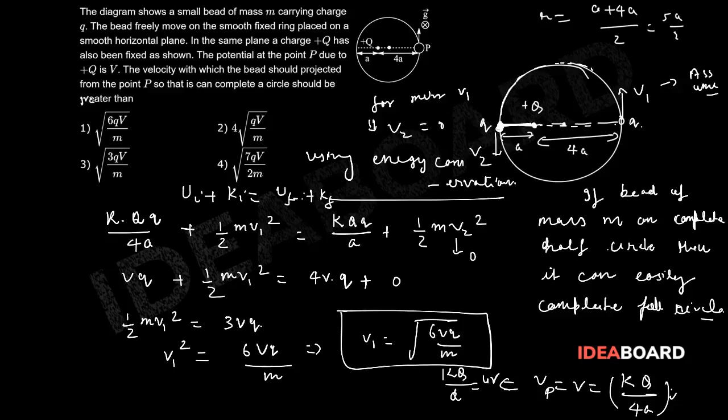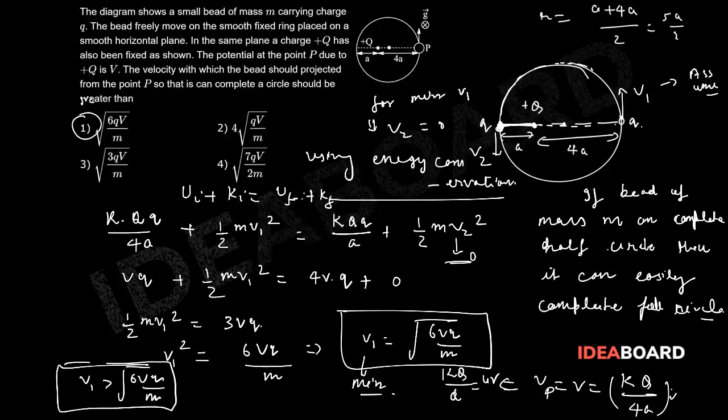Of course, I calculated the minimum velocity v1 because I assumed that v2 is 0. So that means v1 must be greater than the square root of 6Vq/m, right? So which option should be the right choice? Of course, option number 1 is the right choice. Okay.